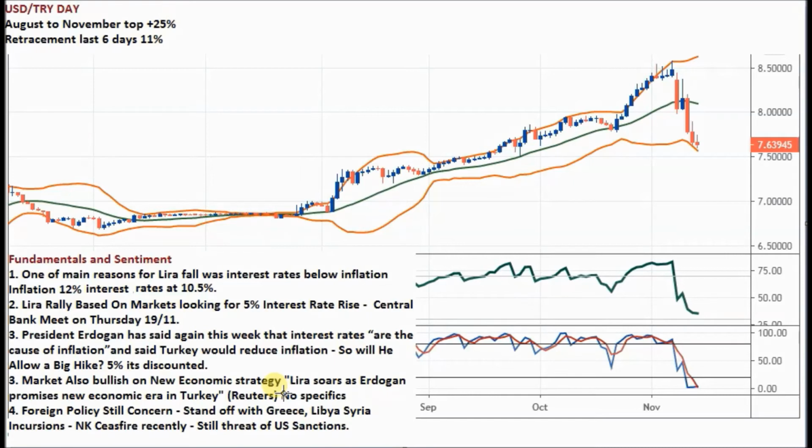Again, it was revealed by President Erdogan. You can see my quote: lira soars as Erdogan promises a new economic era in Turkey. That comes from Reuters. I read about this new economic era and what they're planning, but I didn't really see too many specifics. It all seemed kind of vague to me. So I think the market's probably a little bit too bullish on the new economic era as well.